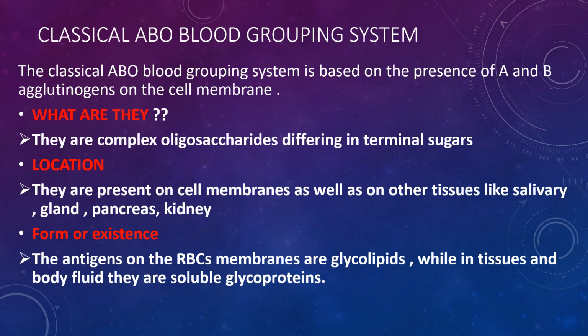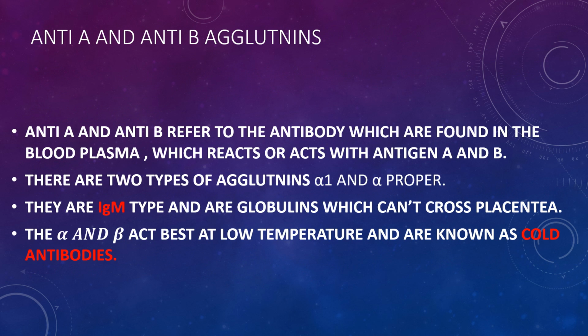The classical ABO blood group system is based on the presence of A and B agglutinogens on the cell membrane. What are they? They are complex oligosaccharides differing in the terminal sugar. These are located in the cell membrane as well as other tissues like the salivary gland, pancreas and kidney. The antigens on the RBC membrane are glycolipids, while in the tissues and body fluids they are soluble glycoproteins. Anti-A and anti-B refer to the antibodies found in the blood plasma, which react with antigens A and B.